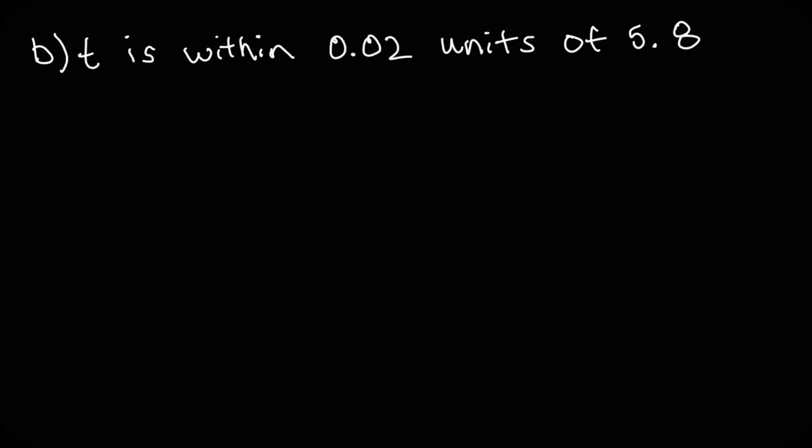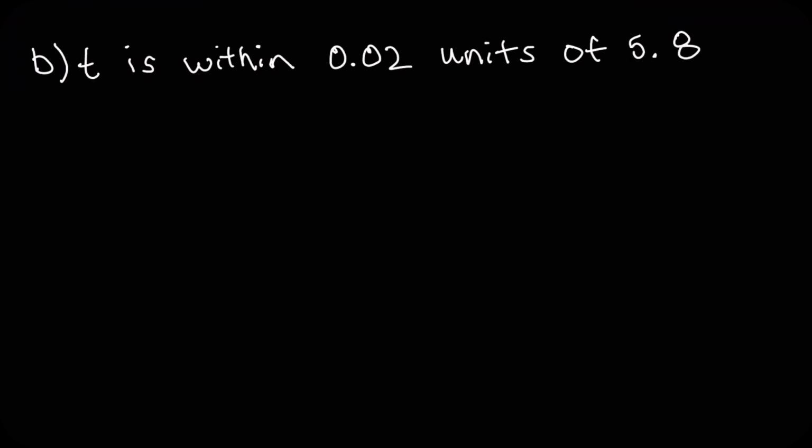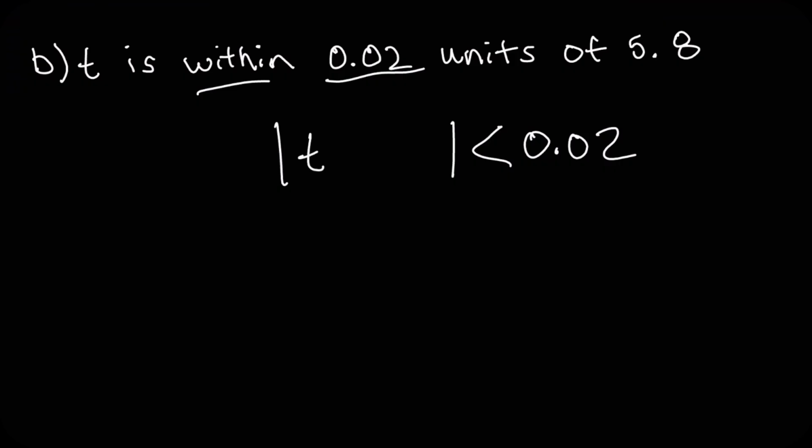T is within 0.02 units of 5.8. So we want to figure out what our distance is. Distance is 0.02. So it's within. Within is a key because it means it's going to be contained in and not including that potential value. So you're going to want to use a less than 0.02 units. And then we know it's going to be the absolute value because we're talking distance here. So T is within 0.02 units of 5.8.